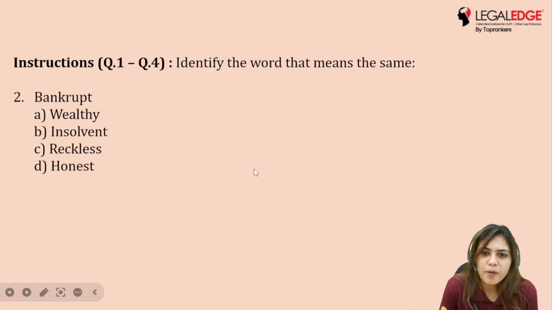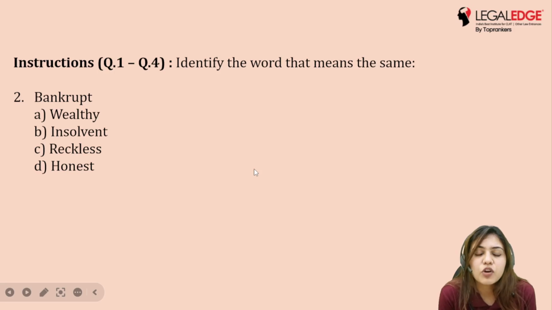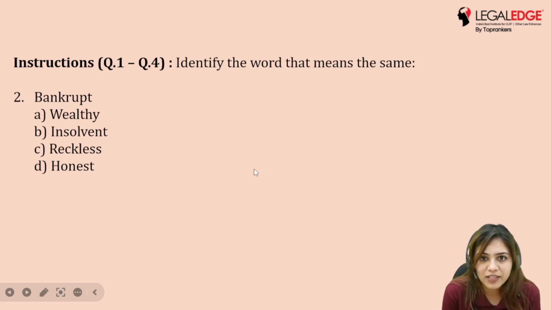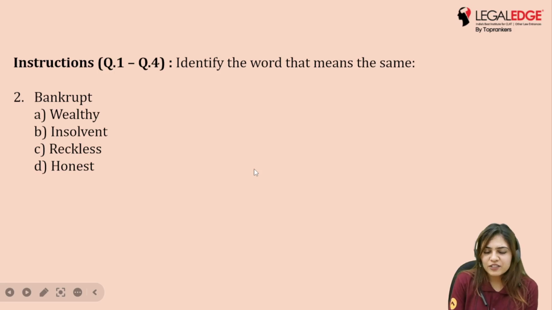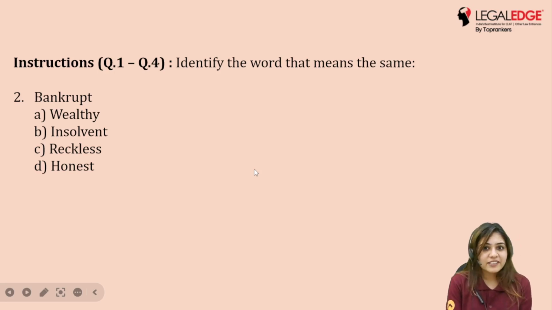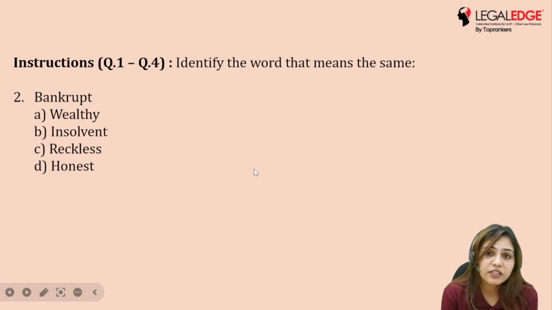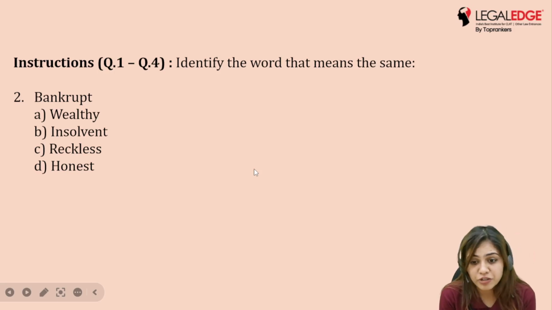Bankrupt. If you are bankrupt, that means your material wealth has been turned insolvent. Insolvent means you have been bankrupt. Police has caught you. So here we can see wealthy is not really bankrupt. Recently the Maldives declared itself bankrupt under the IMF. So that's again talking about the insolvency of their country.